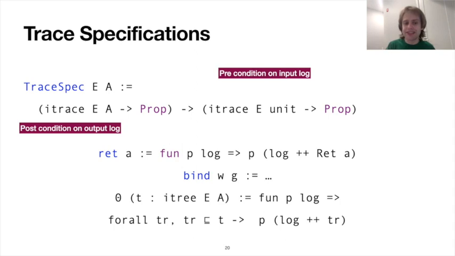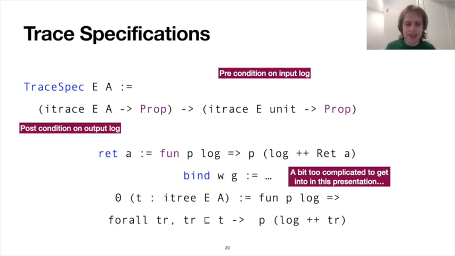We've once again got these ret and bind we don't really talk about. We're also not really going to talk about the less than or equal to. And then we've got this theta, which takes an I-tree T to the function that takes in a predicate P and an input log, and returns the predicate that for all traces TR, where TR refines T, P must hold on the log prepended to TR.